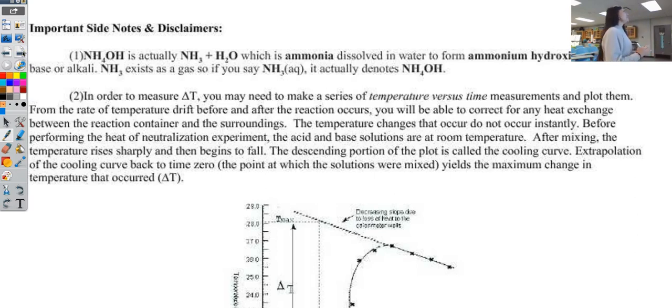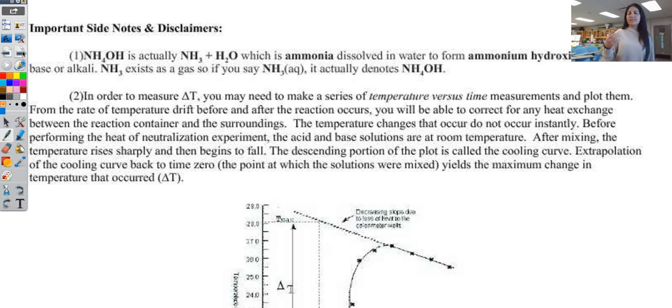All right, so here are some side notes and disclaimers, because I'm kind of minimizing this quite a bit here. So the first thing is NH4OH, ammonium hydroxide, is actually ammonia plus water. So it's ammonia dissolved in water, and ammonia, NH3, in its natural state is actually a gas. So it's not going to be aqueous, and the solutions that we're using are aqueous. But I want you to know that when we buy the solutions, it typically says that we're buying ammonia, even though it's ammonium hydroxide solution.